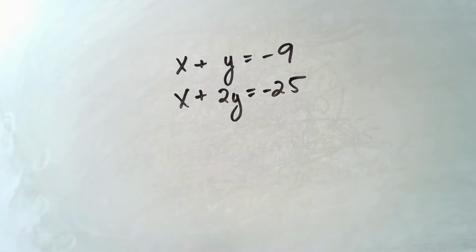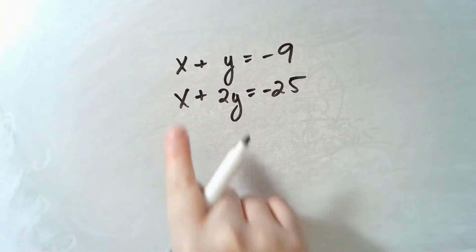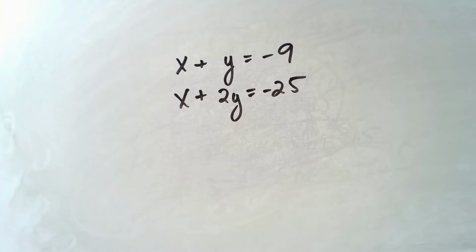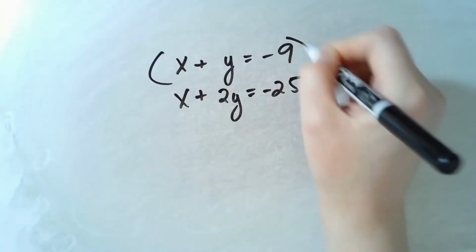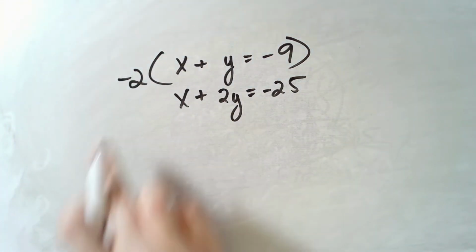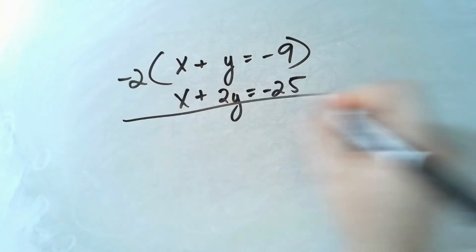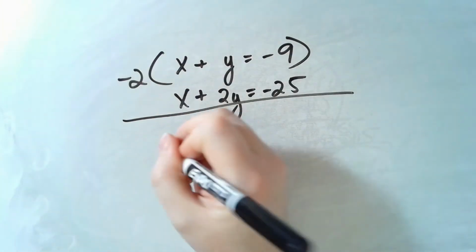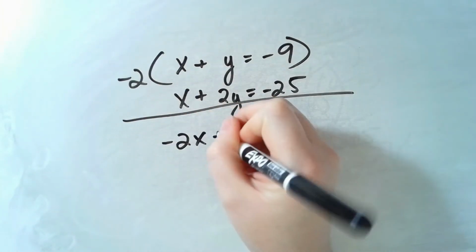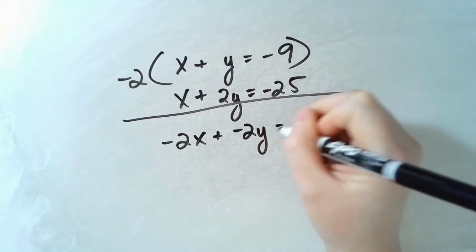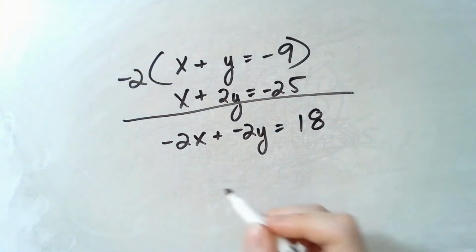However, notice that they are asking for x. They don't want y, they want x. So we want to make it so that the y is what cancels out. To do that, I'm just going to multiply the top by -2. You can multiply this by 2, and you'll still get the same thing. Here's what I mean by that. When I multiply the top by -2, I get -2x plus -2y equals positive 18.